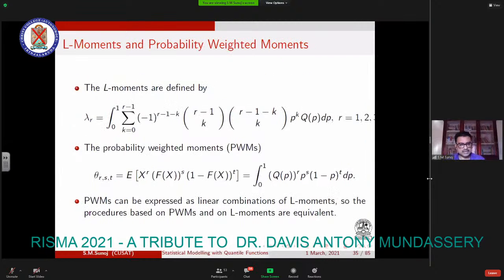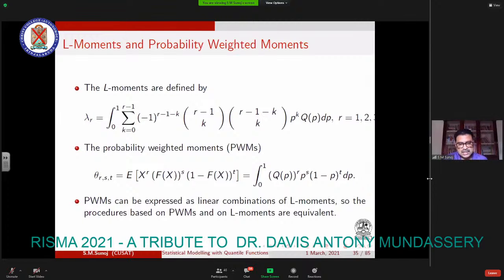How L moments are defined: as mentioned, this is the linear combination of the order statistics, and this is the definition of the L moments. Another moment associated with the L moment, commonly used by many researchers, is the probability weighted moment, PWM. PWM and L moments are interrelated. Actually, there are two famous papers by Hosking on L moments and probability weighted moments. Probability weighted moments can be expressed as a linear combination of L moments.